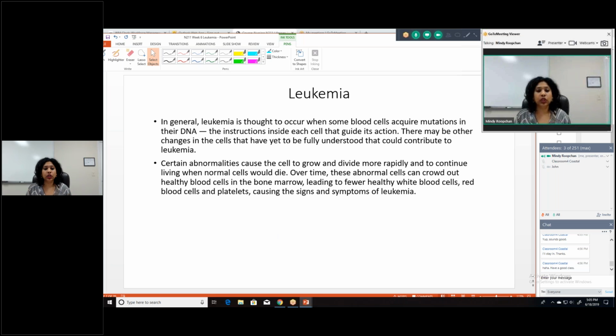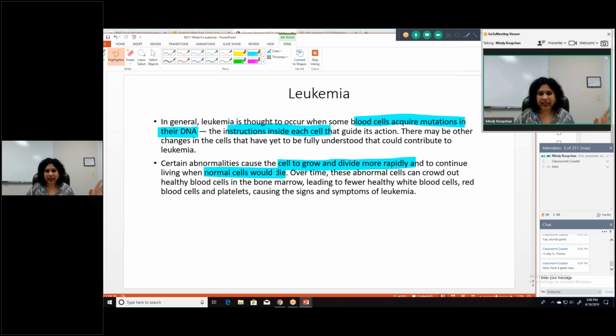But in general, leukemia is thought to occur when blood cells acquire mutations in their DNA, okay? You don't have to learn all about that, but just understand that DNA is what allows the cells to be developed in a specific way. These are the instructions inside the cell. That's a good way of putting it. It's the instructions. But there's other changes in the cell that could contribute as well to the leukemia. So some abnormalities cause the cells to grow and divide more rapidly, and they continue to live when they should die. So there's a specific time frame of when they should live, what they do, and when they die. So abnormalities cause all that to be messed up.